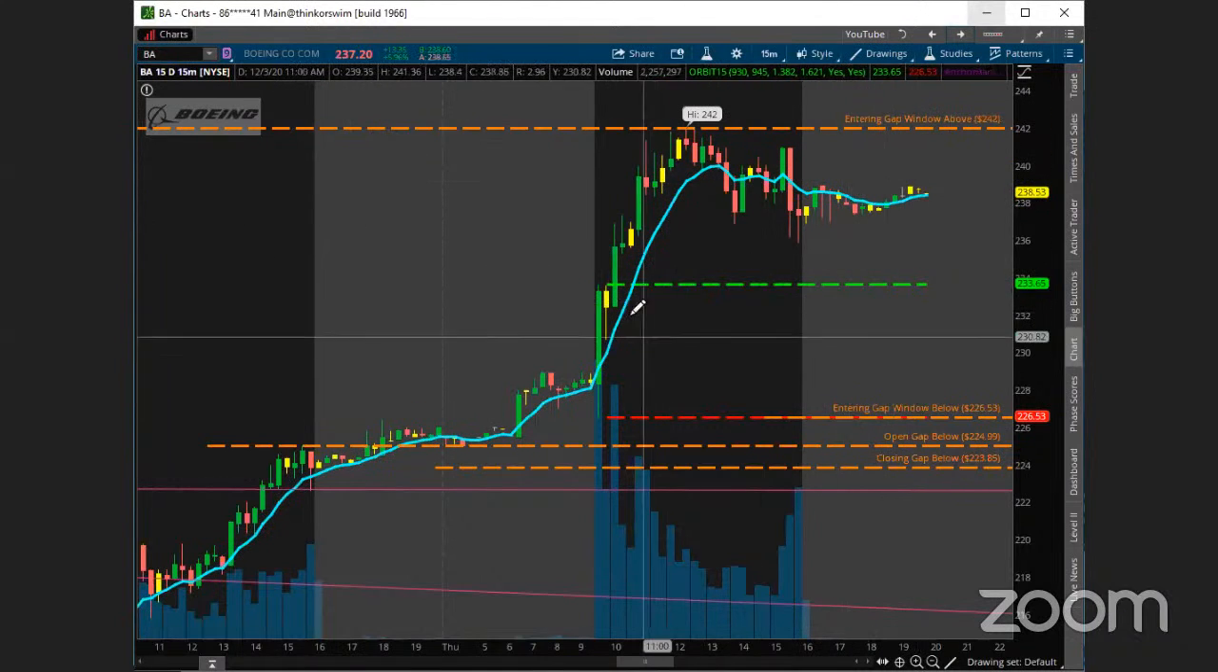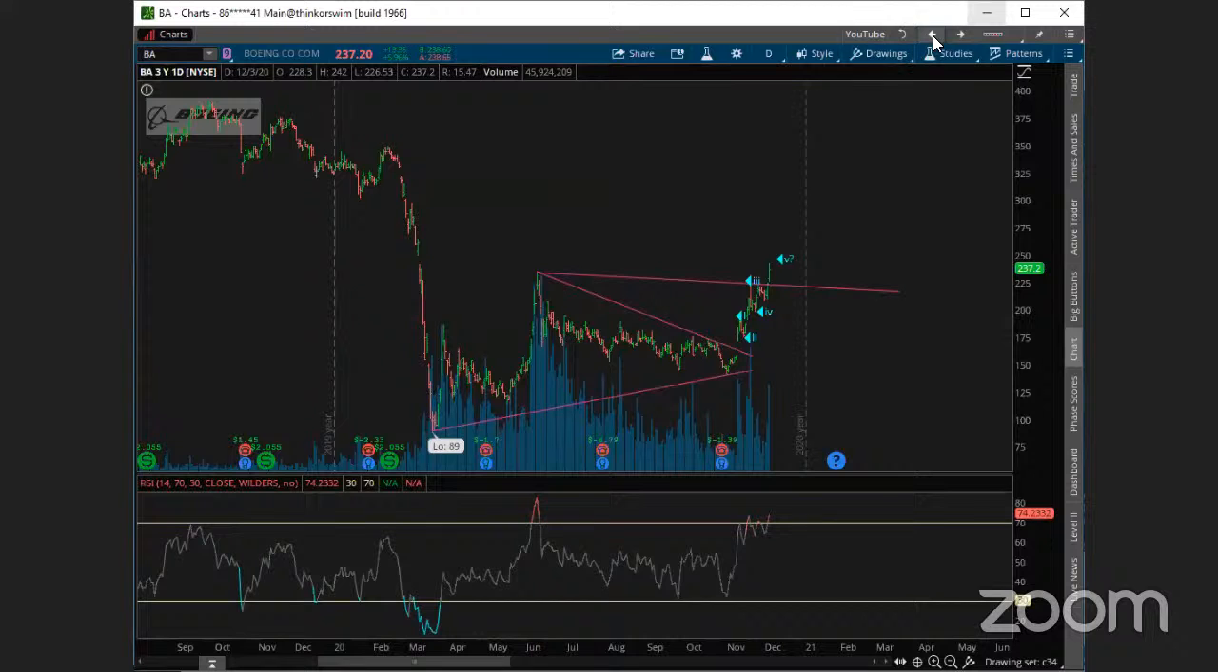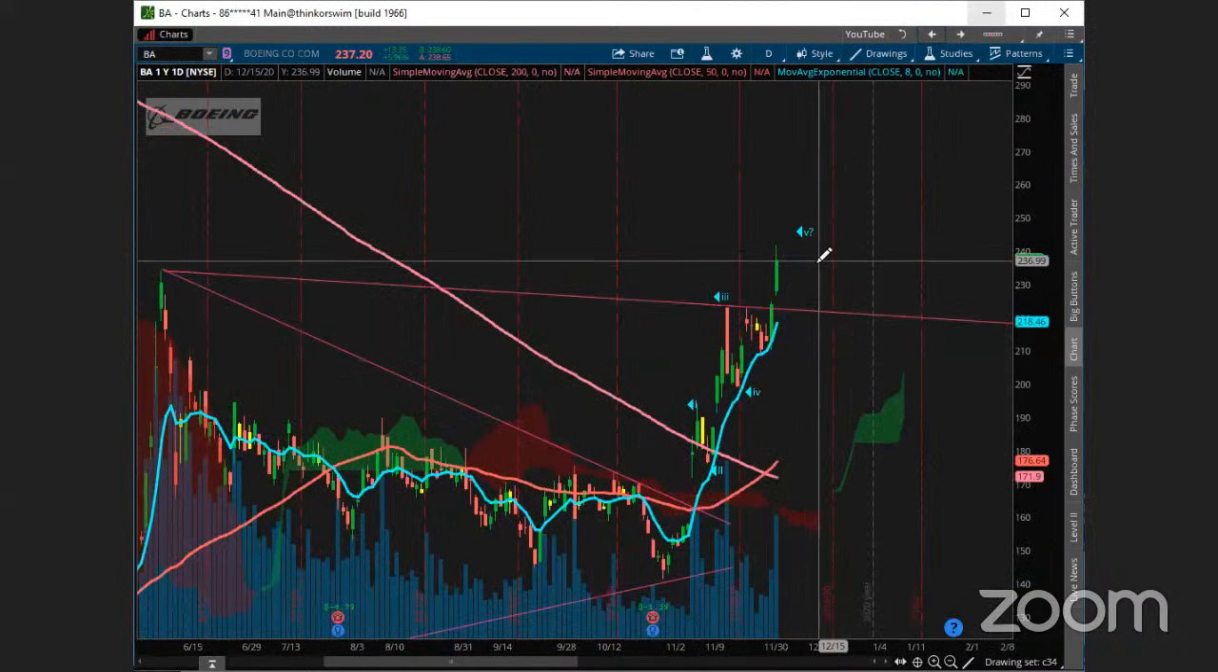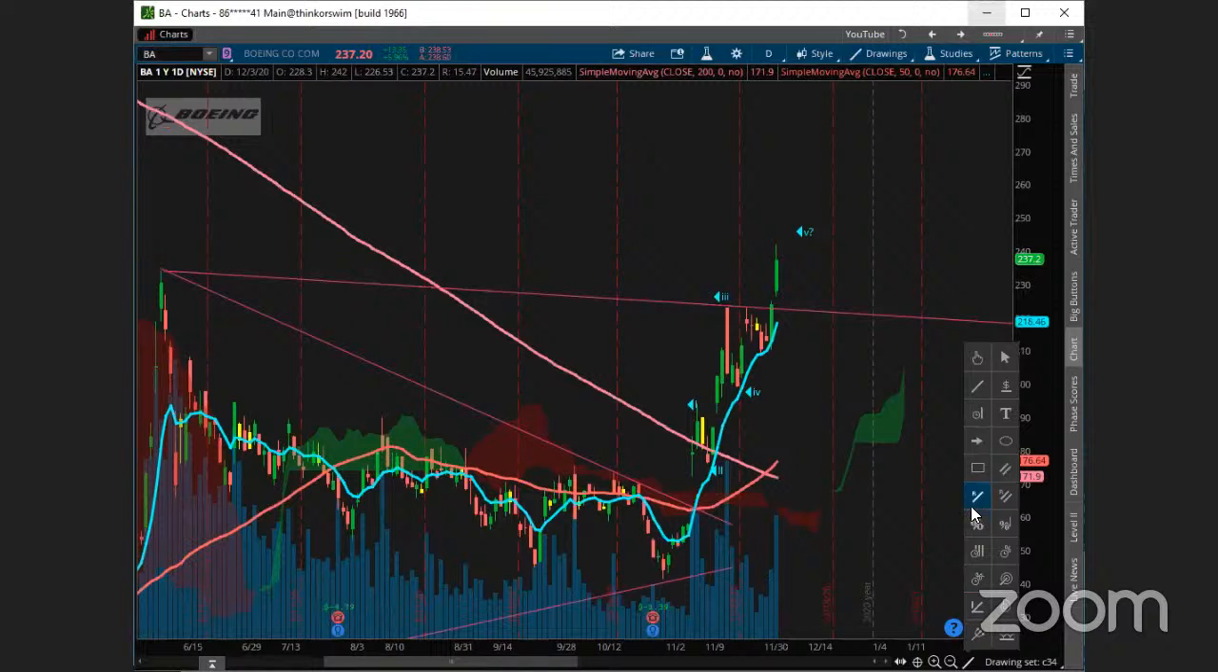This way, if it does gap down tomorrow, the odds of it pulling back a little bit, break even is a little bit better. So we'll see if Boeing can get some more upside. It does look pretty good. It's starting to get extended. There's a couple of things that we're looking at on this one.